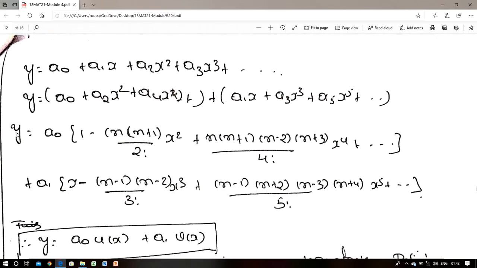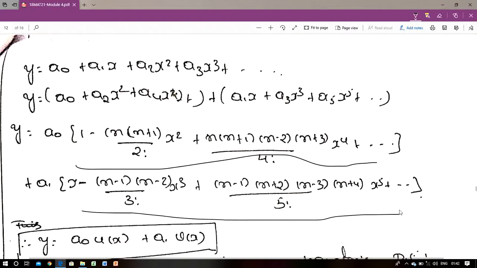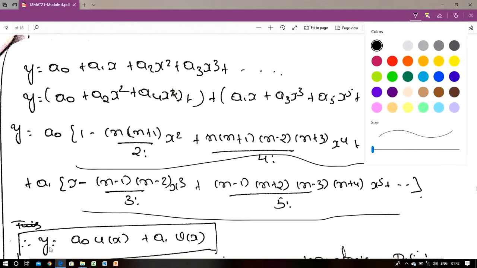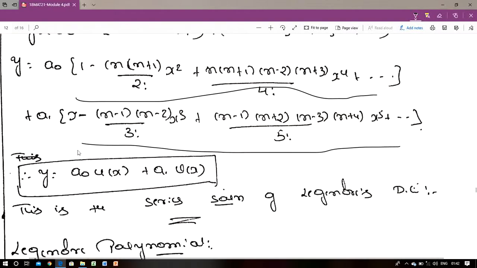Here we simplify and get this equation. Then this equation is in the form of y is equal to a naught times this whole term, which we write as u of x, plus a1 times this whole term, which we consider as v of x. This is a series solution as a function of x, so we represent it by u of x, and this one is also a series solution with respect to x, which we call another variable, v of x. Therefore y is equal to a naught into u of x plus a1 into v of x. This is the solution of the Legendre differential equation.